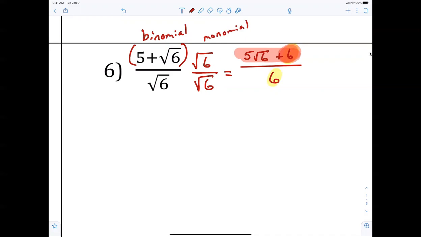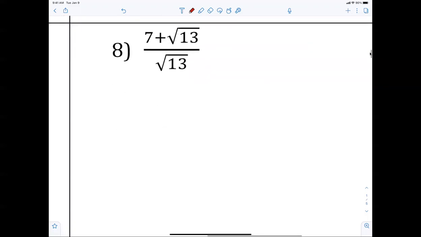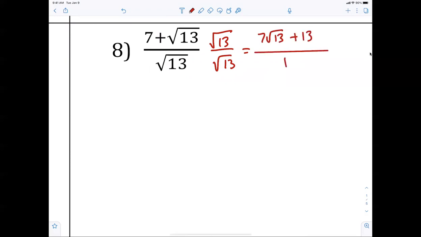Anybody else? All right, I'll see how we're doing. Multiply the top and bottom by? Yep, radical 13. So the top becomes 7 radical 13 plus 13 all over 13. Can I reduce anything? No. Anybody have any issues? All right, let's take a look at number 10.